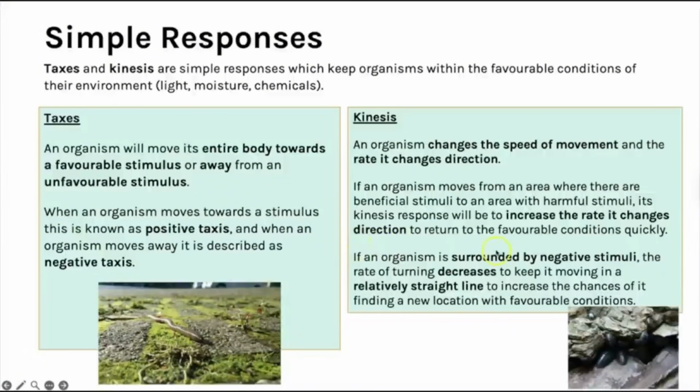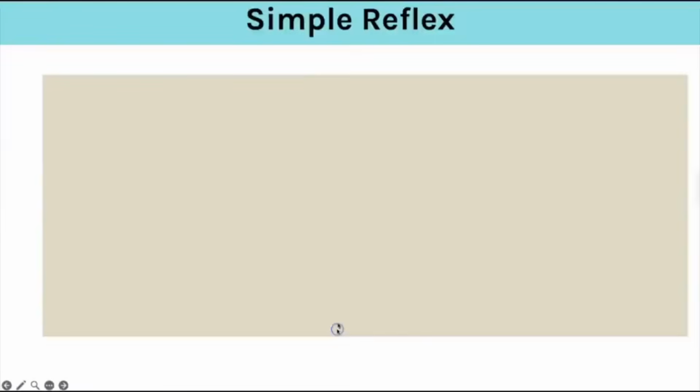However, if it tries that and the organism is completely surrounded by negative stimuli, so no matter how many times it changes direction, it can't find favourable conditions, then the rate of turning actually decreases to keep it moving in a relatively straight line to increase the chances of it finding a new location with favourable conditions.